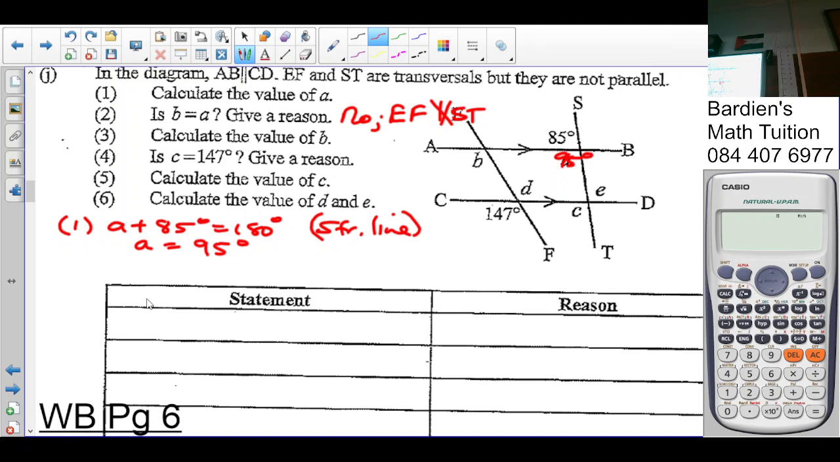Okay. Let's look at number 3. Calculate the value of B. Why are you not writing the work down, Michael? You did write the work down. Now what pages you taking up? Sorry?